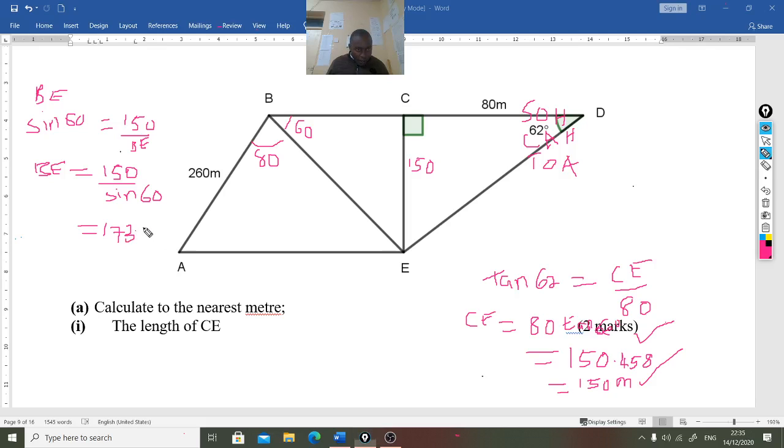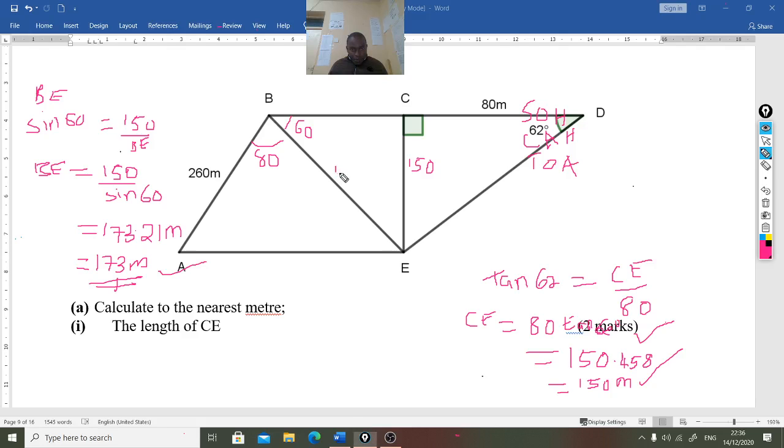0.20 or 0.21 meters, which gives you, to the nearest meter, 173 meters. It is good to first of all write what you find. You can write as many decimal places, at least 4 decimal places. After writing to 4 decimal places, then you write the correct answer as per the instruction given. So you get 173 meters. After getting 173 meters, remember I'm after AE.